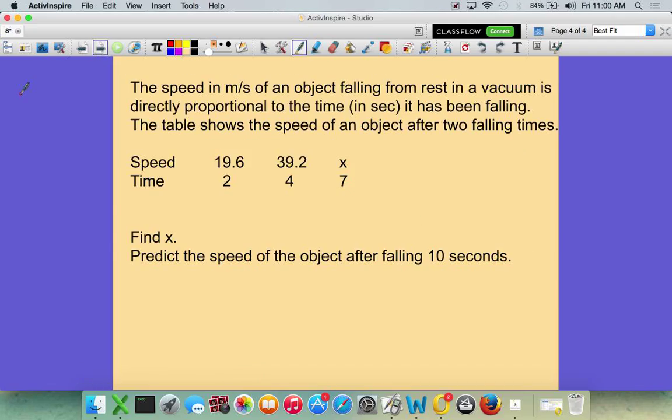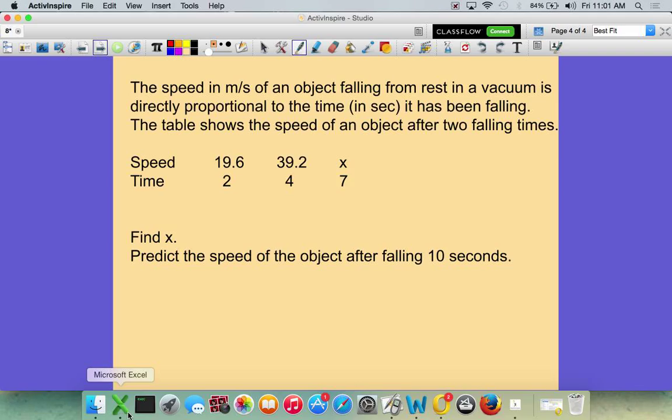Alright, this one's a little bit different though. The speed in meters per second of an object falling from rest in a vacuum is directly proportional to the time in seconds it has been falling. The table shows the speed of an object after 2 falling times. So after 2 seconds, it's going 19.6. After 4 seconds, it's going 39.2. Figure out what the speed is after 7 seconds.